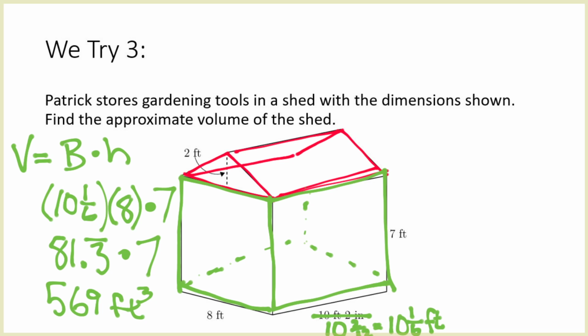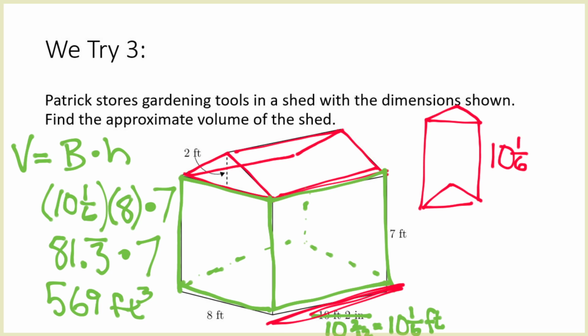Now let's find that triangular prism on top. Remember, I need to flip it so that I have the triangle on the top and bottom. And then I'll have the height be the actual length. Looks like the height of our prism is 10 and 1/6 feet, right? Because it's this distance right here. Then I know the height of the triangle is 2 feet. And I know that the length of the triangle is 8 feet.